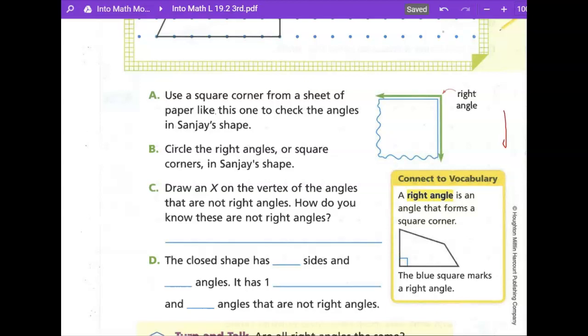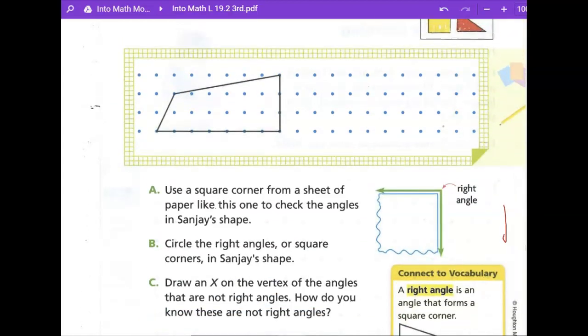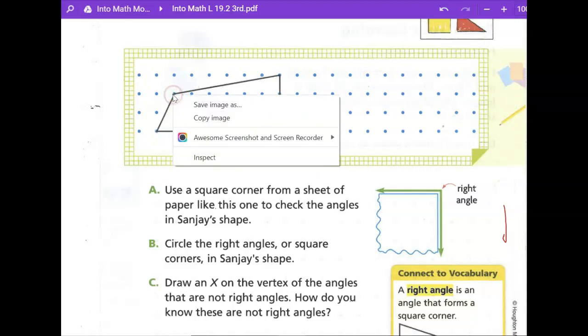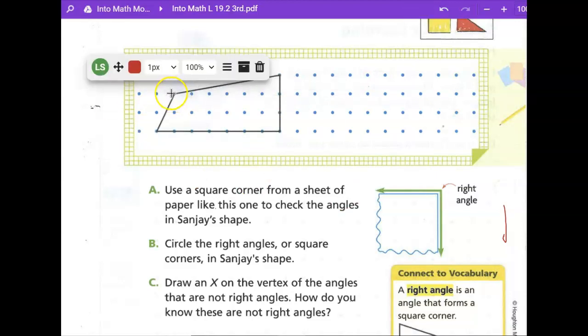Okay, so a right angle is an angle that forms a square corner. The blue square marks a right angle. So it says use a square corner from a sheet of paper or this little card to check the angles of Sanjay's shape. So you should be able to lay your card on the point and it would lay right along the line.